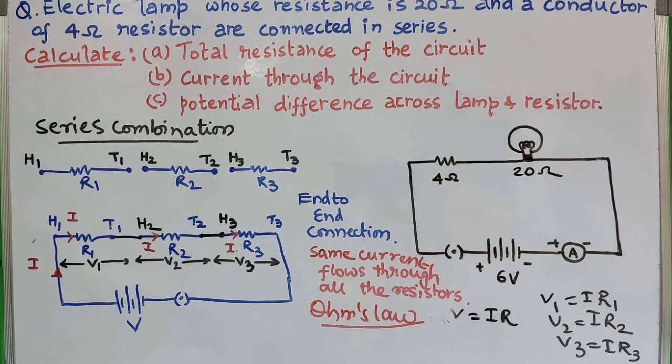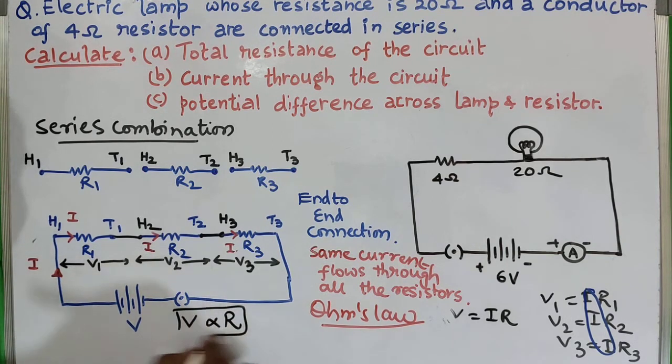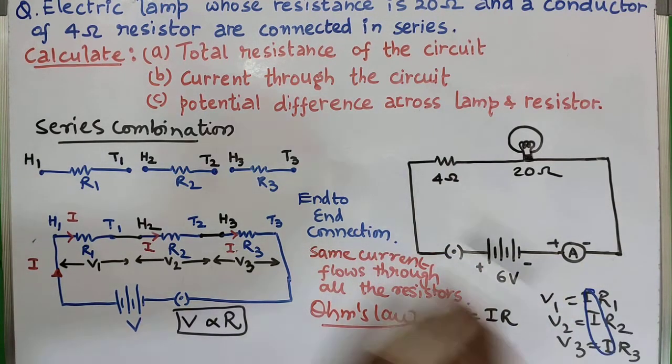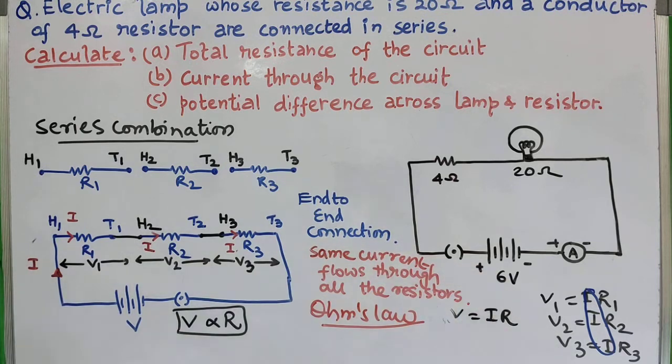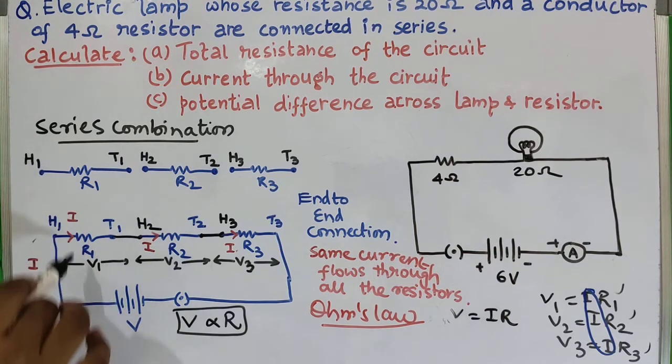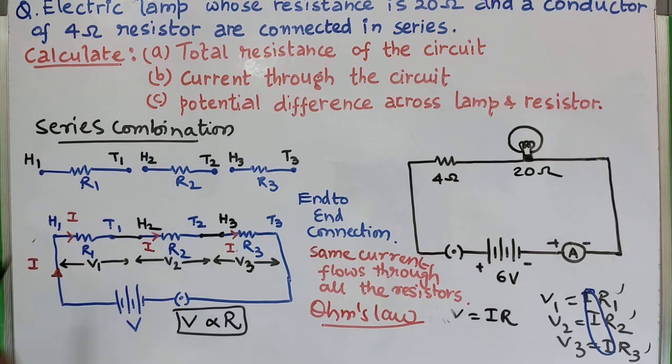Since the current is the same in all the three cases, it is purely dependent upon resistors. So we get a relation of V proportional to R. Potential difference is proportional to R. If all the resistors are the same, R1 equal to R2 equal to R3, then V1 equal to V2 equal to V3. If the resistors are different, then V1 not equal to V2 not equal to V3. So different resistors will have different potential differences across their ends, even though the current is the same.